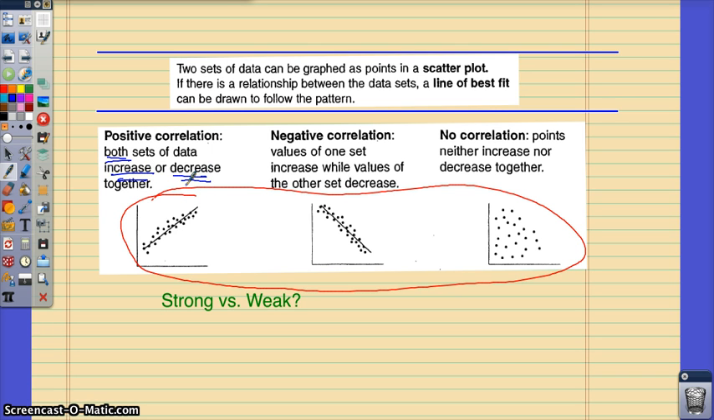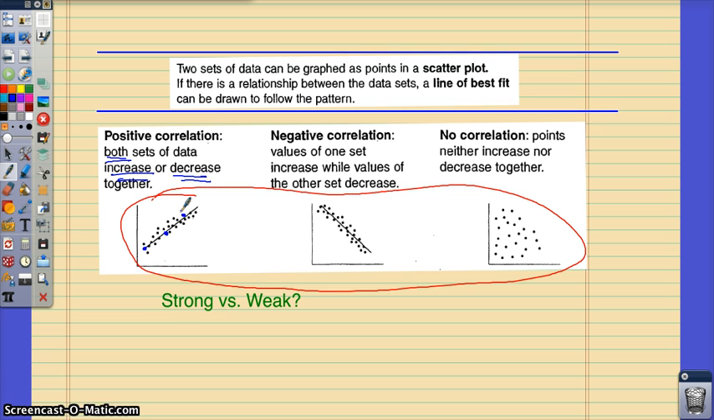When you think about these points, this point right here has a low y value and a low x value. As I go over, my x value increased and so did my y. As I go over even farther, my x value increased more, so did my y even more. So as one increases, the other one is increasing as well. That's a positive correlation. Draw an example of that.